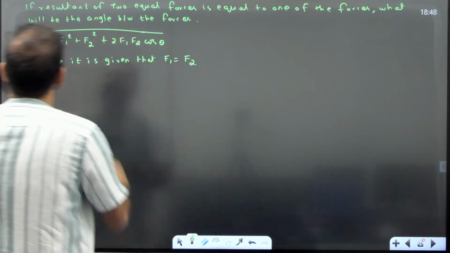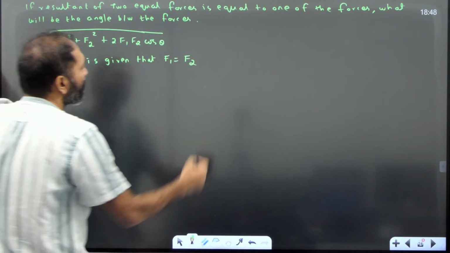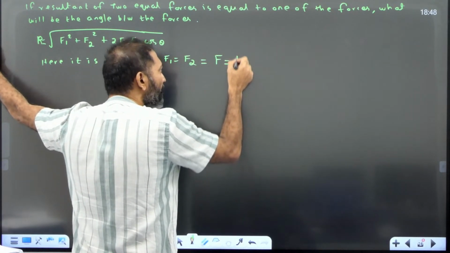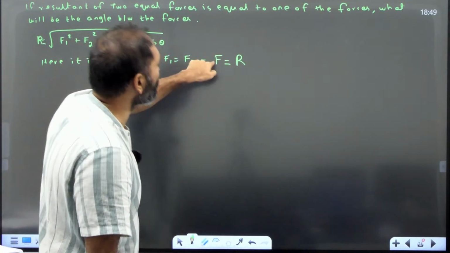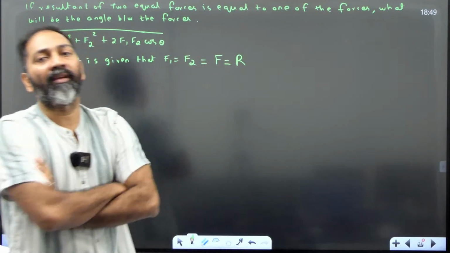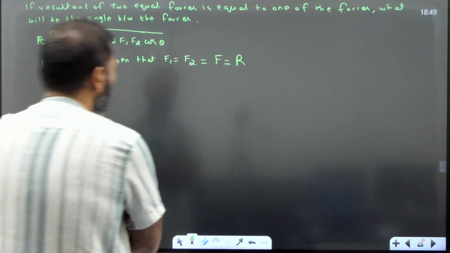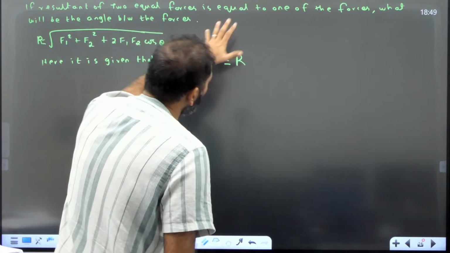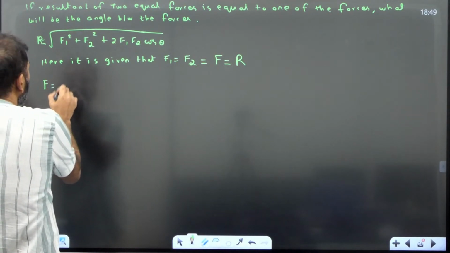The resultant I am writing as R. Resultant of two equal forces means F1 equal to F2 equal to F. The resultant is also equal to one of the forces, so instead of R I can write F. See, this is confusing for some of you. Resultant of two equal forces means F1 equal to F2 equal to F. Resultant is equal to one of the forces, so the resultant is also F.